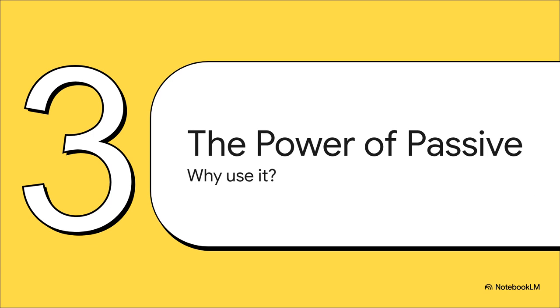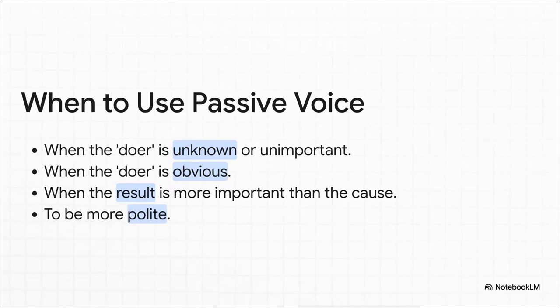Okay, so right about now you're probably thinking, all right, active voice just sounds better. It's more direct. Why would I ever use the passive voice? And that is a fantastic question. See, the passive voice isn't weaker. It's a really powerful tool for strategic communication. Let's look at why you choose it. You choose the passive voice on purpose. It's a strategic move. You use it when the person doing the action is a complete unknown, or maybe they just don't matter. Or you use it when the doer is totally obvious. And most importantly, you use it when you want your audience to focus on the result of the action, not the cause. It can even make you sound a bit more polite.